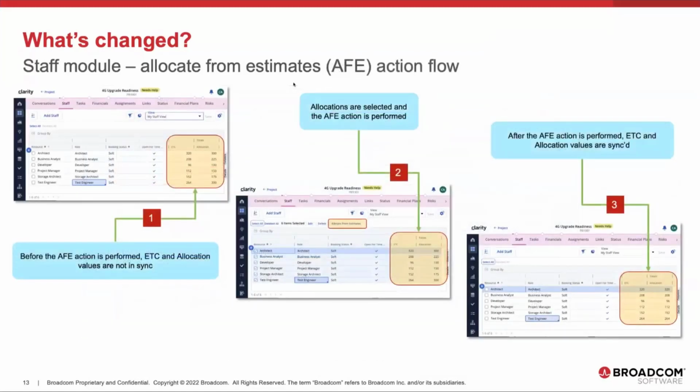Just from a flow perspective, if I look from left to right, I'm going to compare my ETCs and my allocations. They're of course different. In the middle, I've done some work by checking which resources I wish to update, and then I simply select the Allocate from Estimates button, and on the right-hand side, the system performs that action and the ETC and allocation values are now synchronized.